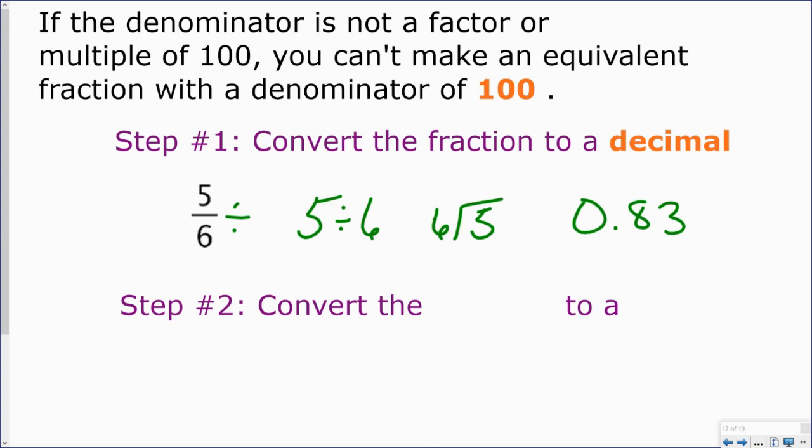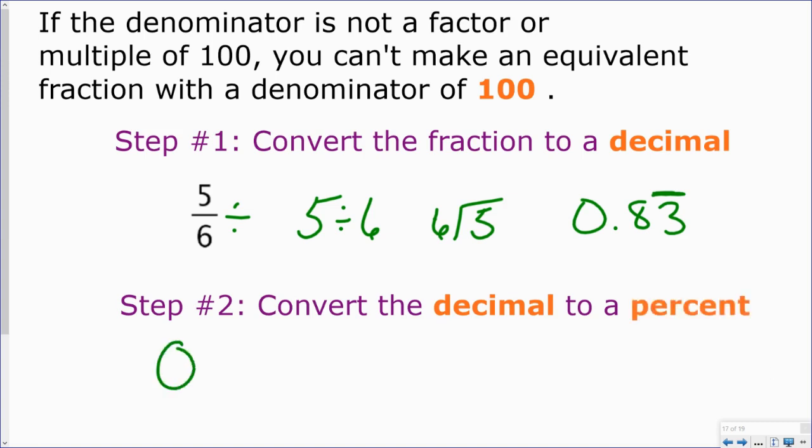When I end up doing that, I come up with a decimal of 0.83, and my threes continue to repeat. So I'm going to draw my line up here again to show just my three repeats. I only want to draw my line above my three. And then step two is to convert the decimal to a percent.